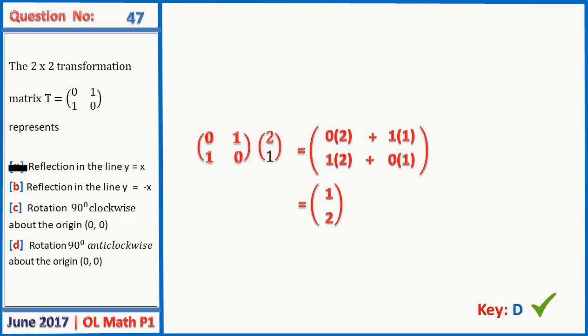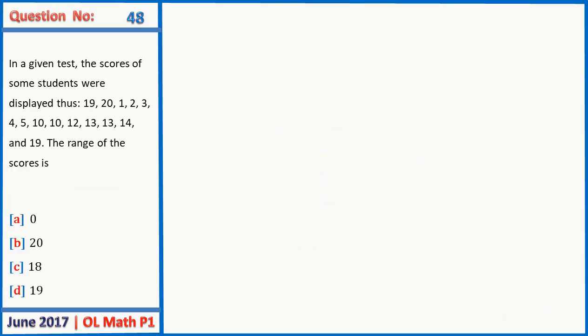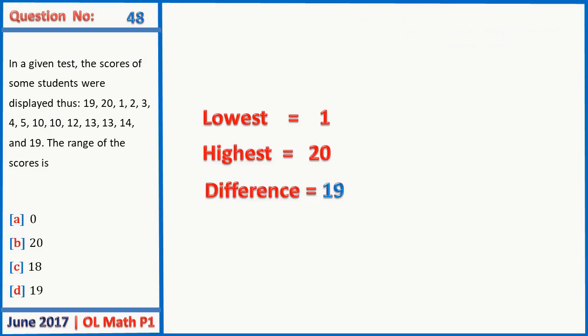Number 48. In a test, the scores of students were that. The range of the scores is given by the highest value minus the lowest value. So the range is the difference. 20 minus 1 gives us 19. So the key is D.